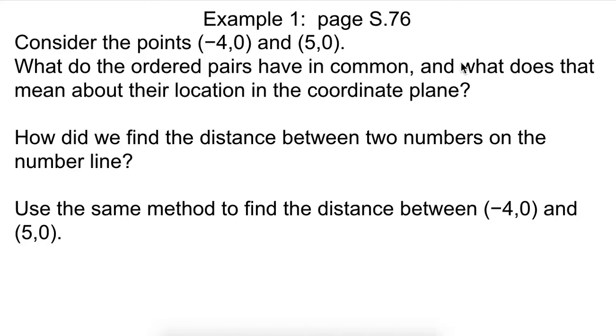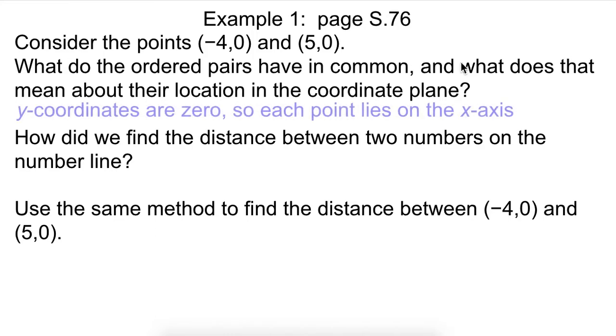All right. So, what do they have in common? Yes, they are both coordinates. They are both ordered pairs. What do the ordered pairs have in common? Yes, they are both 0. They both have a y-coordinate of 0, and that means they're on the x-axis.